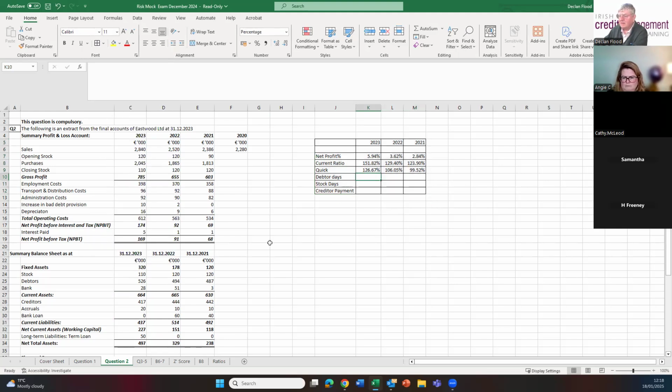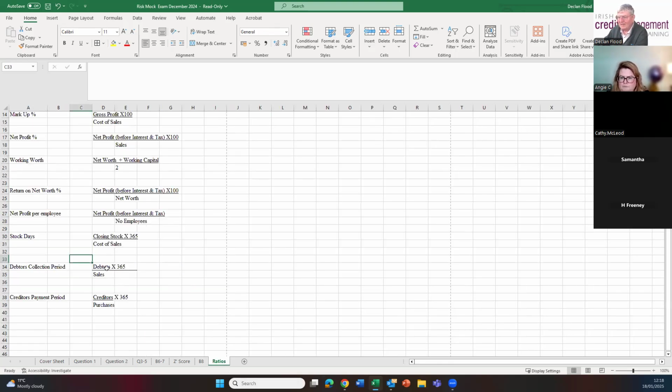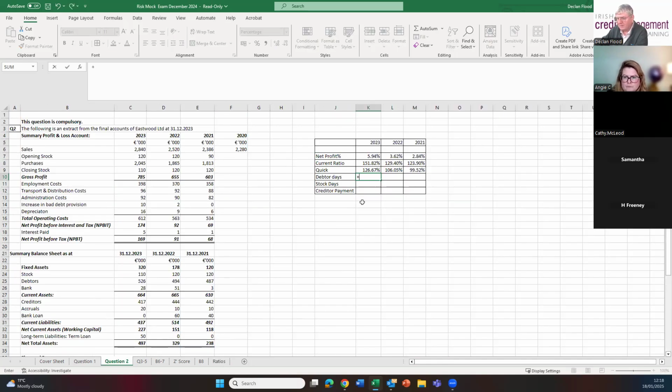Right, my debtor days. I have a formula for debtor days. Let's go into the ratios. It's my debtors divided by sales multiplied by 365, which is fine. So for question 2, my debtor days is my debtors, there's my debtors, divided by my sales. Again, I'm going to use brackets here as well, just to make sure I get this right. Then divided by sales, multiplied by 365.